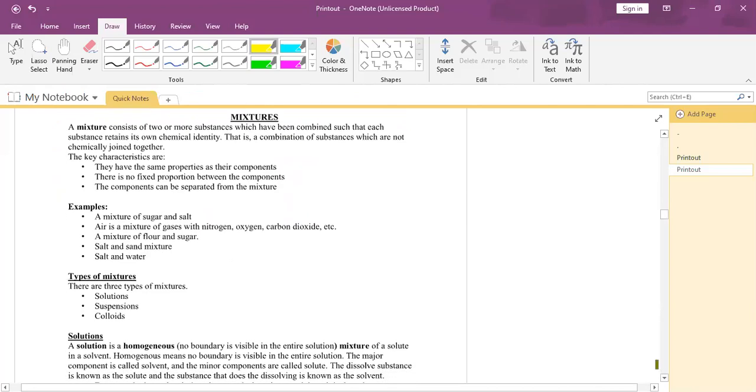So let's look at another topic. Let's talk about mixtures. For this topic, you should know some examples of mixtures, right? And the other thing we'll talk about.